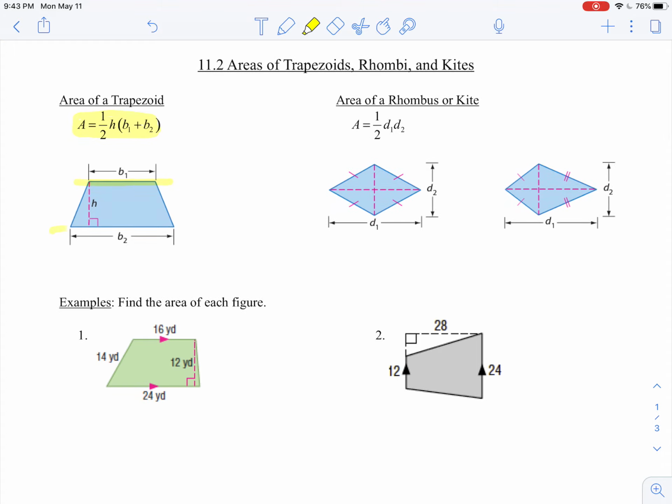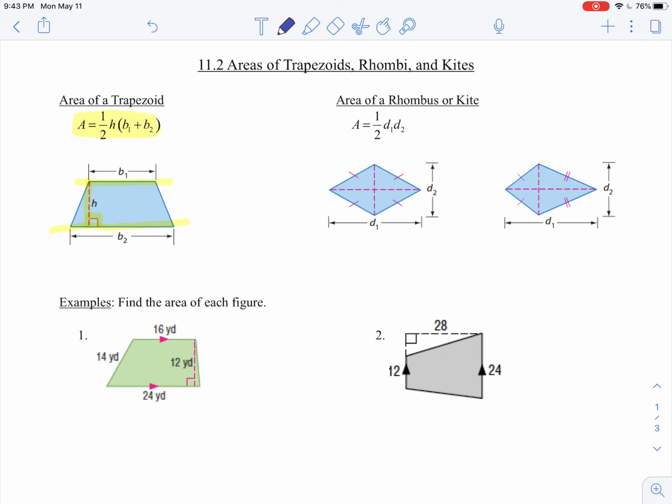Remember, in a trapezoid, the bases are the two parallel sides. Here they're on the top and the bottom, but they don't necessarily have to be. And then remember also that the height of every single shape is always going to be perpendicular to its bases, or base, depending on how many there are. If you take a look at the first two examples, it says find the area of each figure.